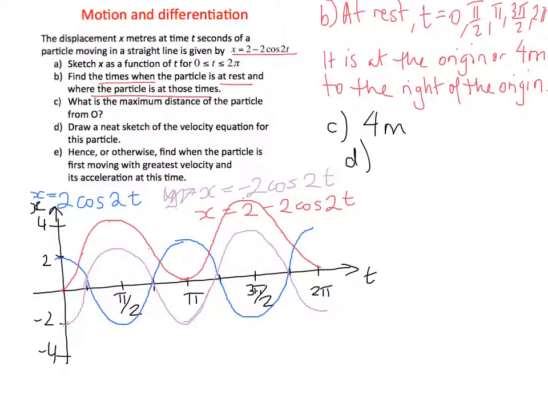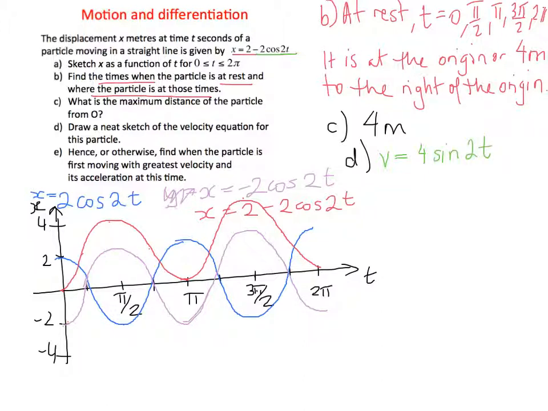Part D. Draw a neat sketch of the velocity equation. Okay, we need a new colour here. So, green, velocity equation. Well, what is the velocity equation? Let's find what it is first. Let's differentiate the displacement. So the derivative of 2 is 0. Then we're differentiating negative 2 cos 2t. Well, cos goes to negative sine, but that negative there times a negative makes it a positive. So then you're going to have positive 4 sine 2t.